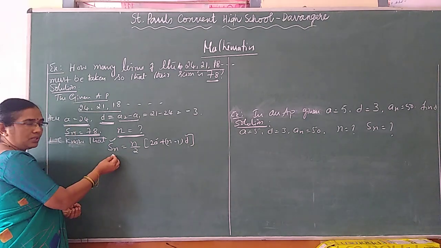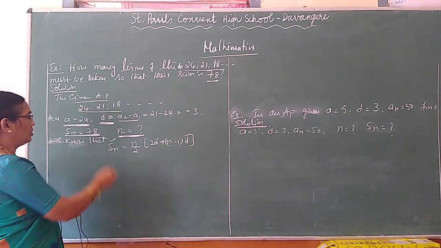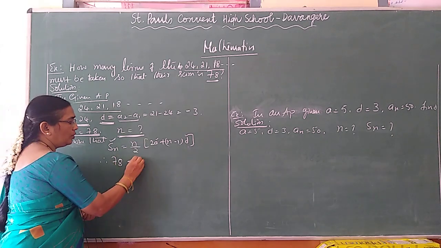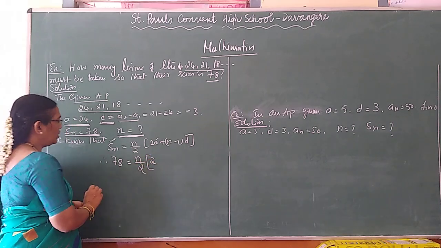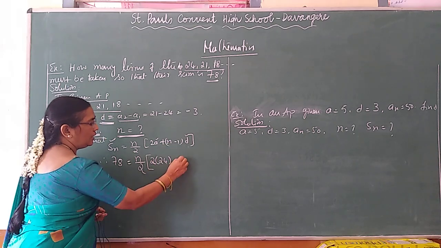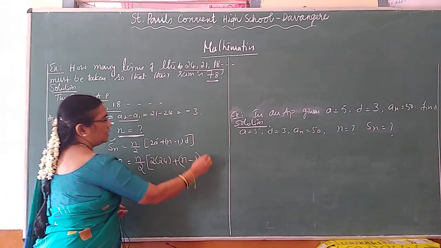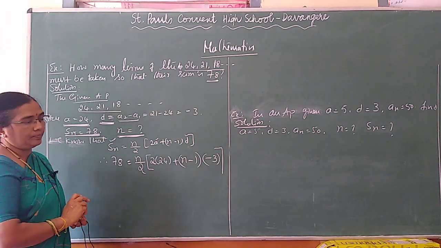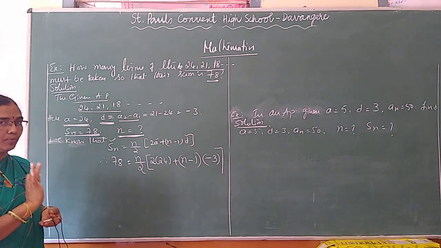That's why we are using the formula SN is equal to n by 2 into 2a plus n minus 1 into d. Now substitute the values. What is the value of SN? That is 78. Then we don't know N, you keep it as it is. Then 2 into what is A? A is 24, plus N minus 1, you have to find out. D, what is D? That is minus 3. See, sign is very important, children. While substituting the values, make sure we are taking the sign properly.